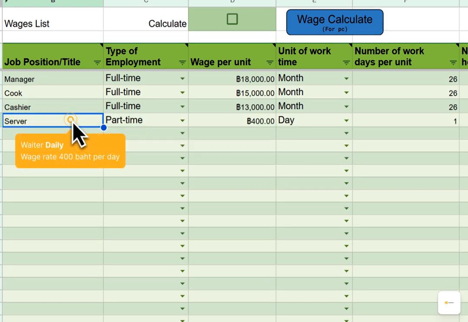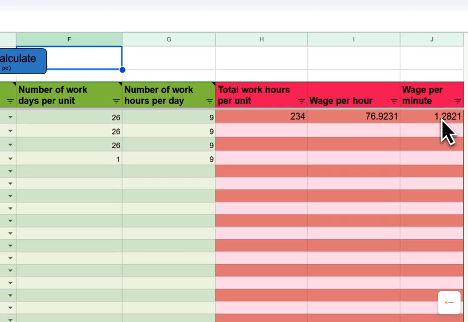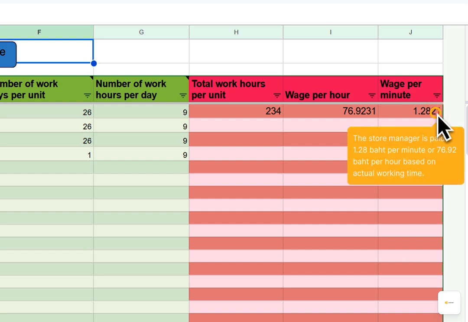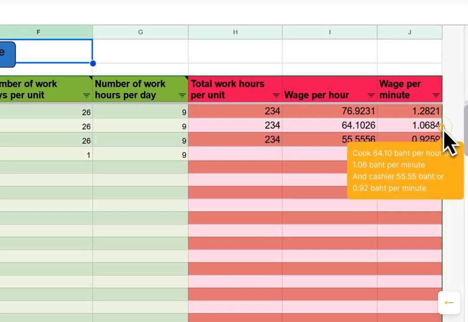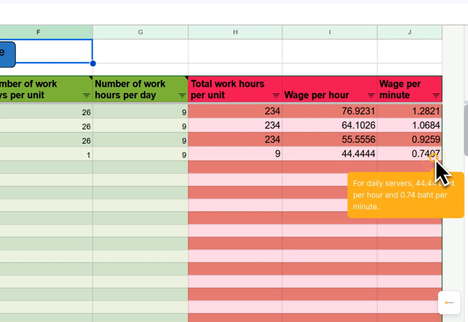Waiter, waitress, daily wage 400 baht per day. Calculate labor costs by time. The store manager is paid 1.28 baht per minute or 76.92 baht per hour based on actual working time. Cook 64.10 baht per hour or 1.06 baht per minute, and cashier 55.55 baht or 0.92 baht per minute. For daily servers, 44.44 baht per hour and 0.74 baht per minute.